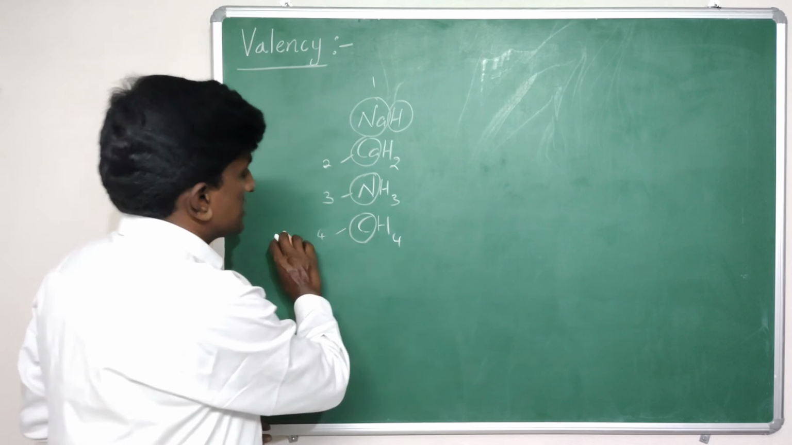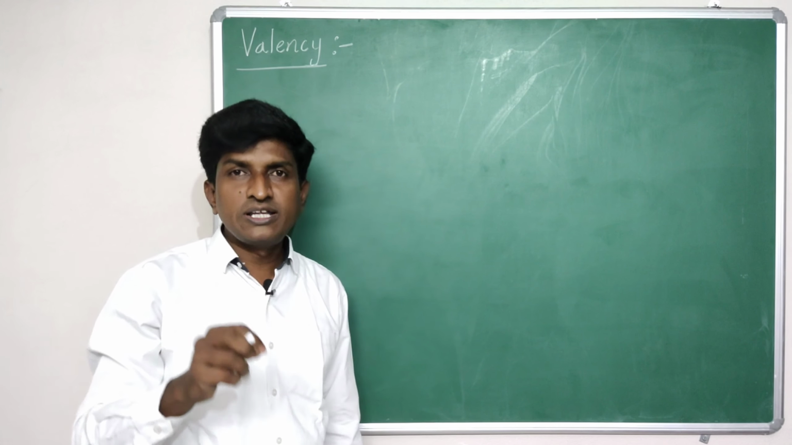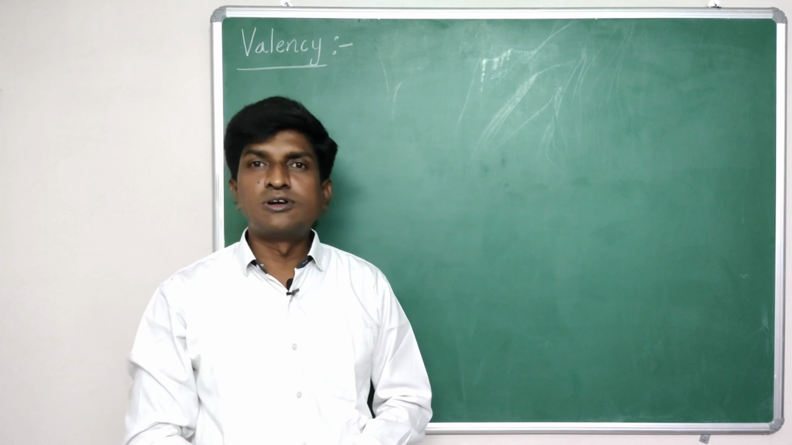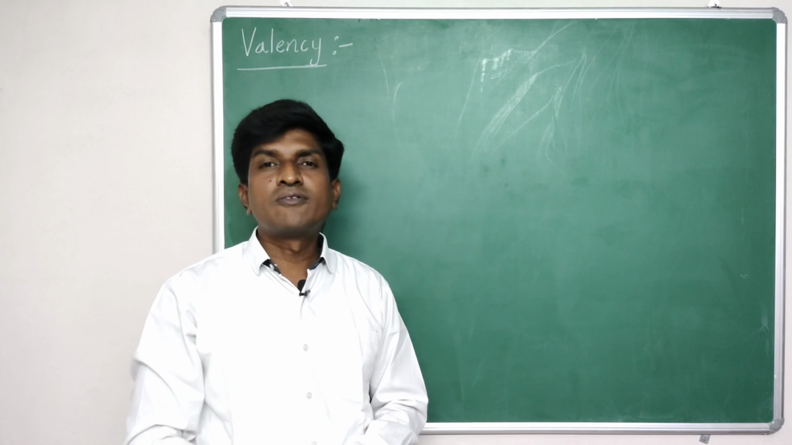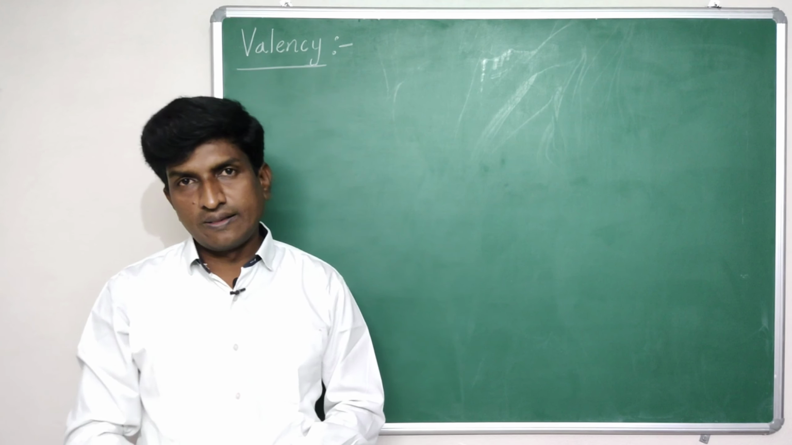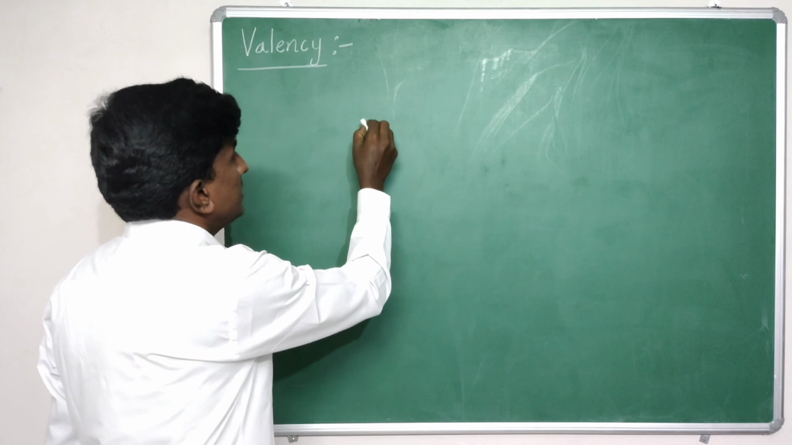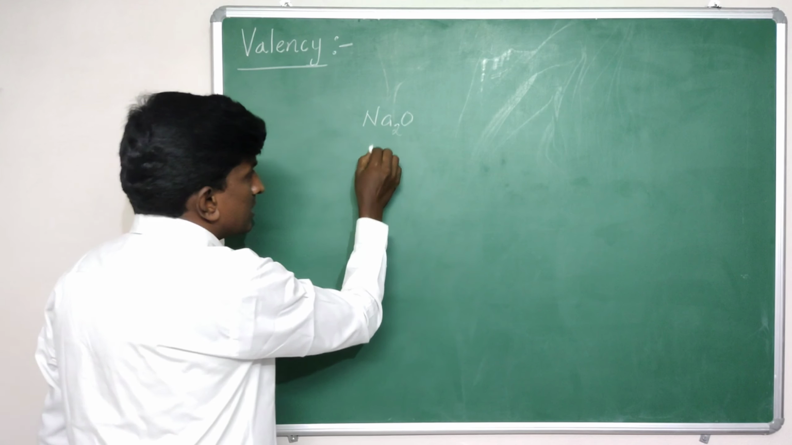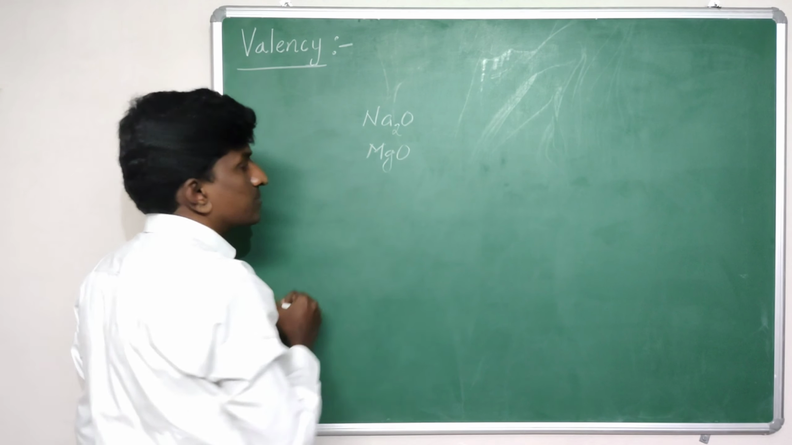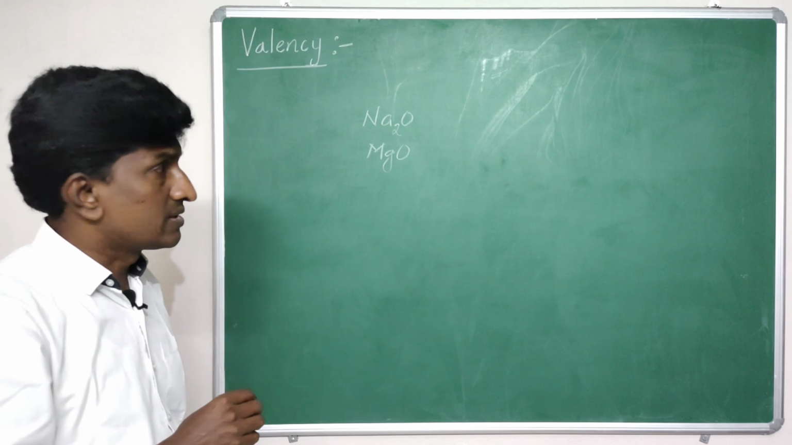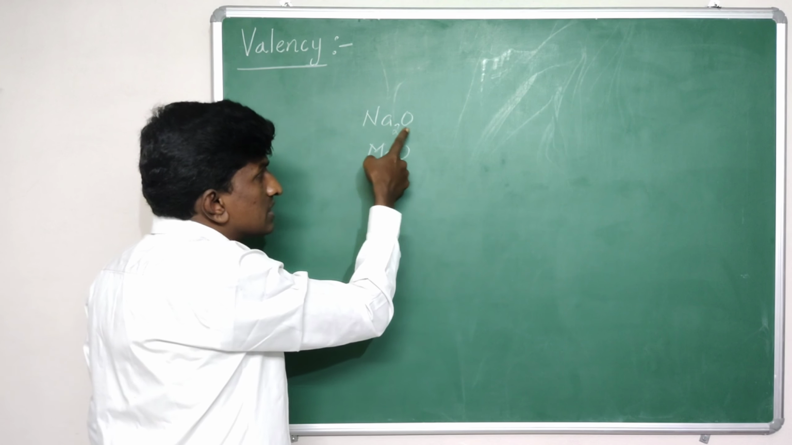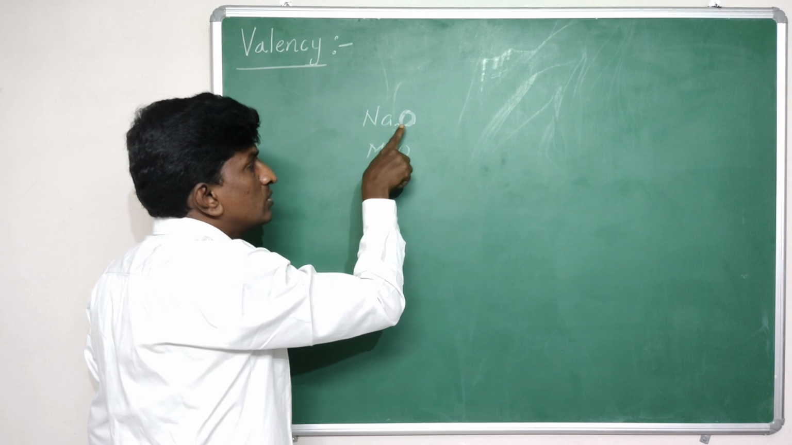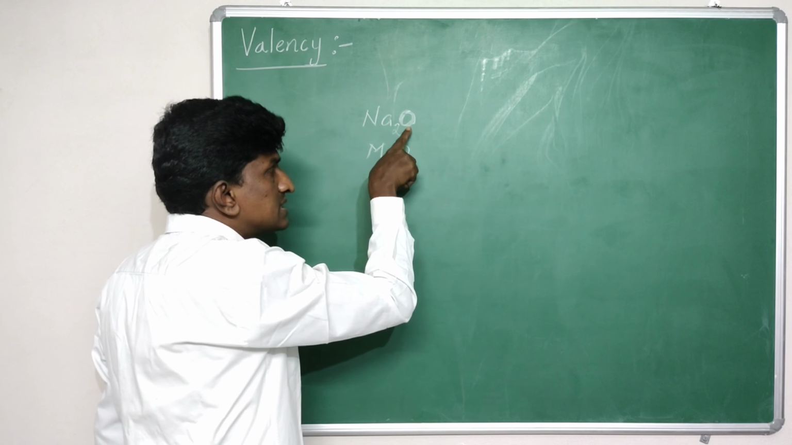And with respect to oxygen, if an element is combined with oxygen, the valency of that element is equal to twice the number of oxygens it combined. For example, here we can write Na2O, then magnesium oxide. So observe here, two sodiums combined with one oxygen. The valency of an element is double the number of oxygens that it combined.